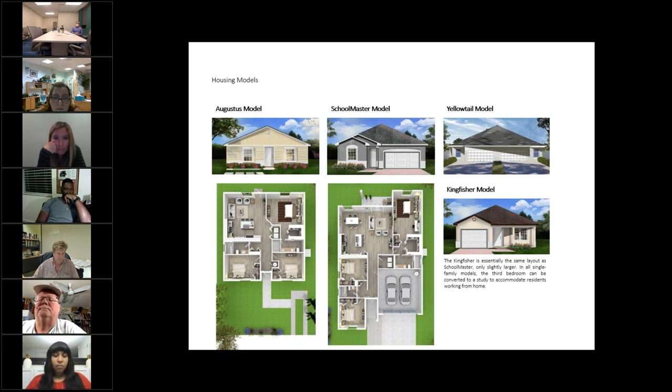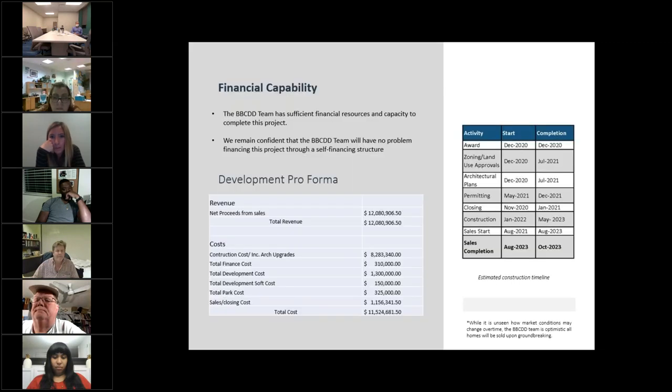Next to that is the Schoolmaster, which is a little bit bigger model. Again, it's a 3-bedroom, 2-bath with a nice covered back porch, a nice covered front porch, a 2-car garage, and a couple of closets in the master, which is nice. And then again, the Yellowtail model and the Kingfisher model. On to the next slide. At this time, I'll turn it over to Chris Haney Jr., and he'll talk a little bit about the sales.